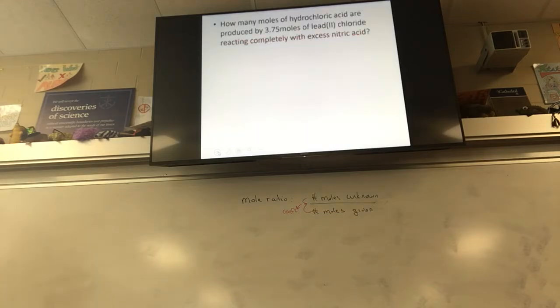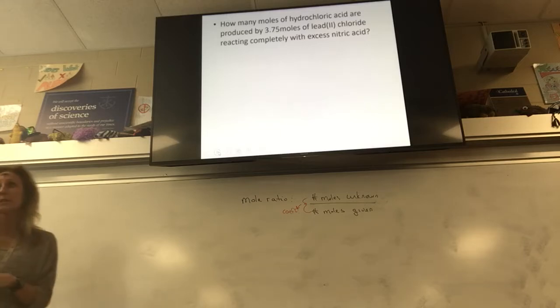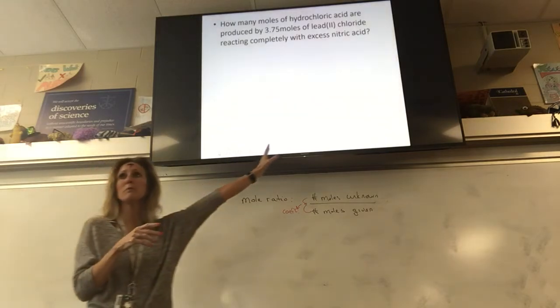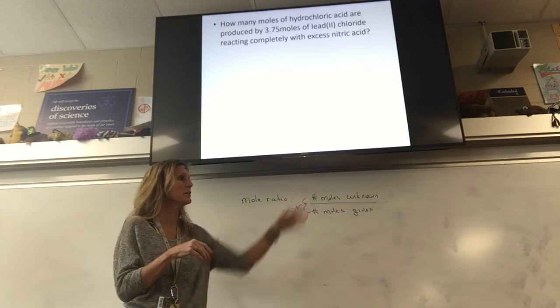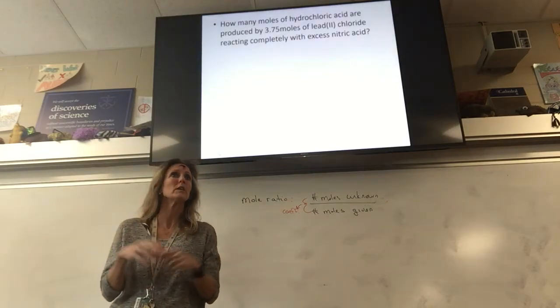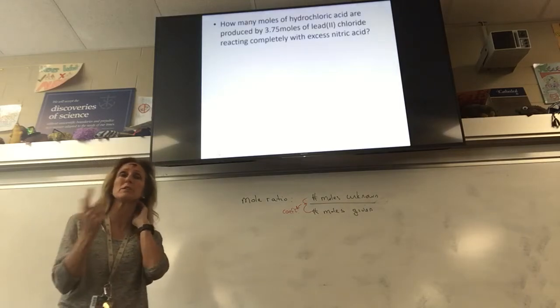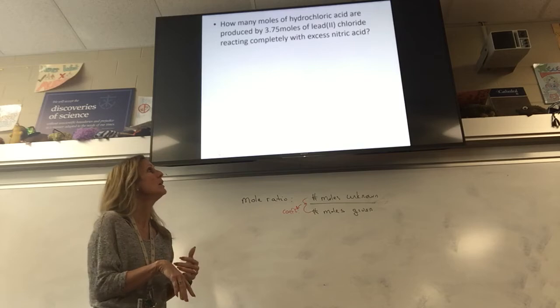So again, here's just a chemical reaction where we're going to start with moles of one substance and convert it to moles of another. This one says, how many moles of hydrochloric acid are produced by 3.75 moles of lead(II) chloride reacting completely with excess nitric acid? Now, word problems are back, so just like we did in the mole unit, we've got to pay very close attention to the word problem: what information is it giving us, and what information is it asking us to solve for?